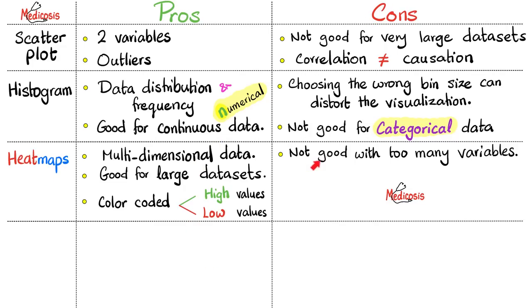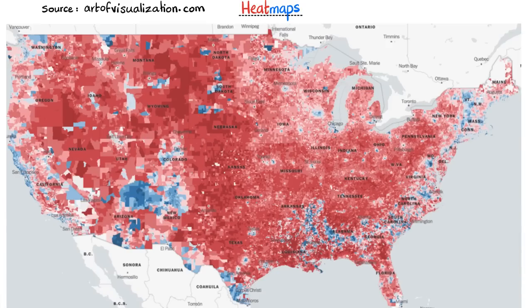Disadvantages of heat maps: they are not so good with too many variables. For example, in the previous map, we only had 12 colors. Imagine what would happen if you tried to do a heat map with 200 colors. It would be crazy. Are heat maps only for temperature? No, you can use them for anything you want.